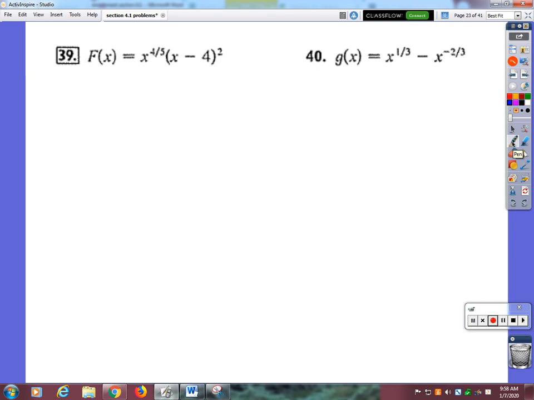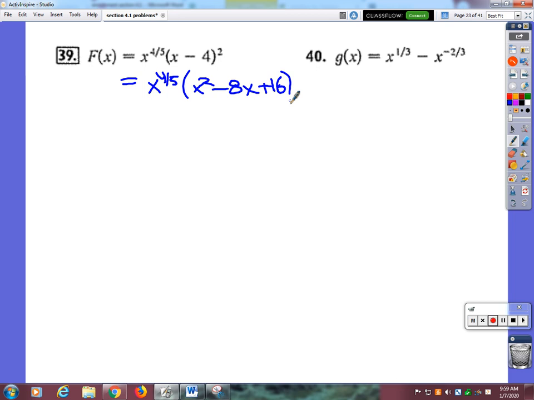Okay, so we got to take the derivative. Two ways we could do this. Well, three really. How much simplifying do you want to do to the original problem before we start taking the derivative? None, a little, or a lot? None, a little, a little. Okay, so let's do a little simplifying. Let's FOIL out this second term and make that x squared minus 8x plus 16. But then let's not distribute the x to the 4/5 through there. Let's just use the product rule from there.